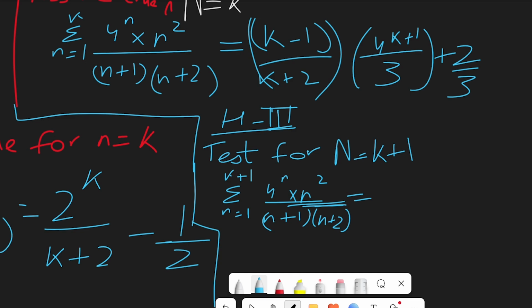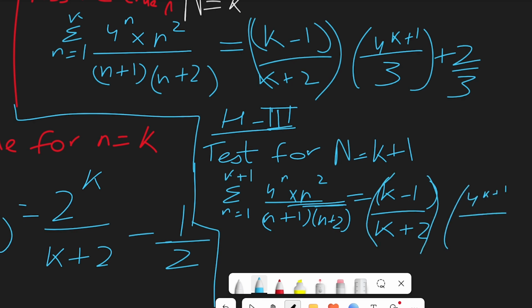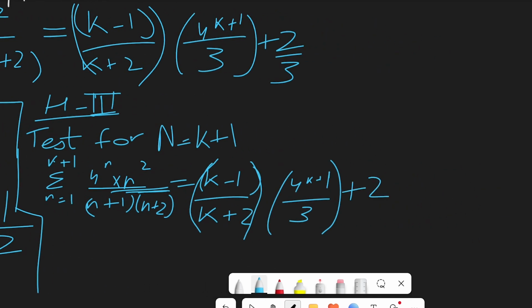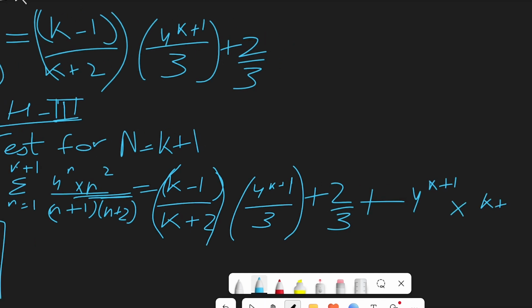It would be the exact same right hand side from the previous thing, k plus 2, and then we would have a 4 power k plus 1 over 3 plus 2 over 3. We would have a plus, and then a k plus 1 over here, which means 4 power k plus 1 times k plus 1 squared over k plus 1 plus 1, which is k plus 2, and then k plus 1 plus 2, which is k plus 3.